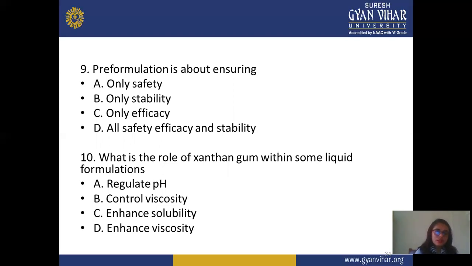And the 10th and last one: what is the role of xanthan gum within a liquid formulation? Regulate pH, control viscosity, enhance solubility, or enhance viscosity. This is regarding xanthan gum. You select A, B, C, or D out of these four options, any one option. This is all about the question part.